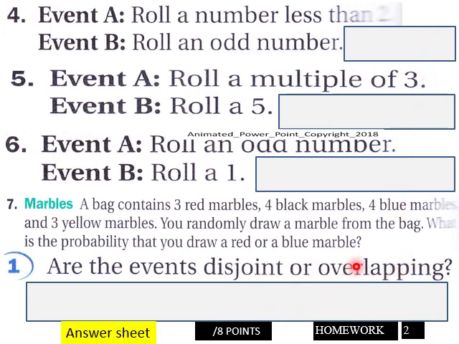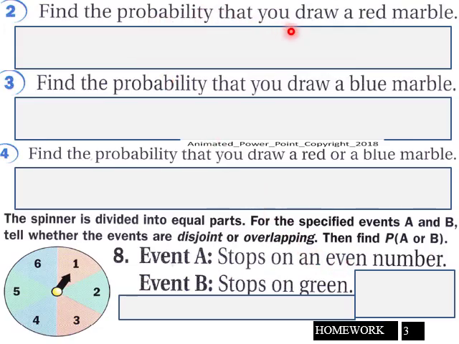And then page 3, you got more here, referring back to the bag of marbles question, 2, 3, and 4. And then down here you have a spinner. Tell if it's disjoint or overlapping here for the spinner. Stops on an even, stops on a green. So this is green, this is red, and then this is green over here too.